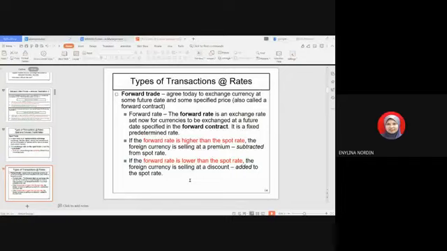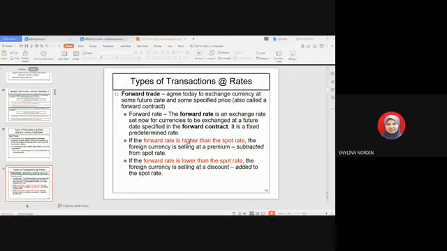So let's say in 3 months time, lagi 3 bulan. But you have set the exchange rate today. So you will be using this predetermined exchange rate in 3 months time, or within the forward contract period.